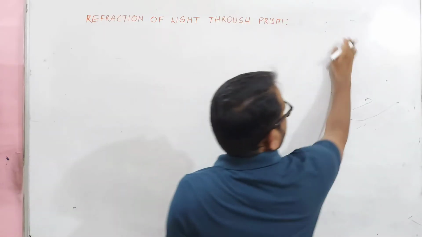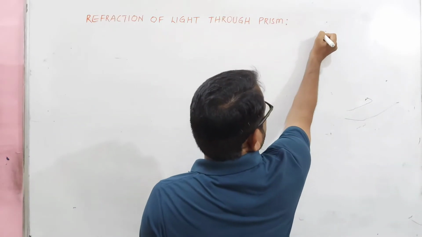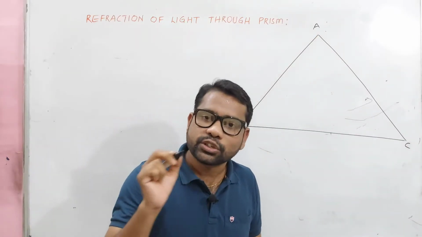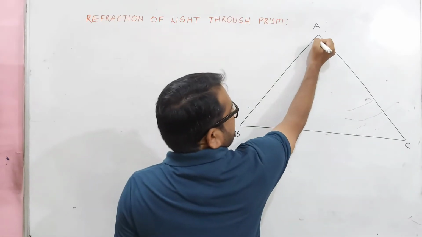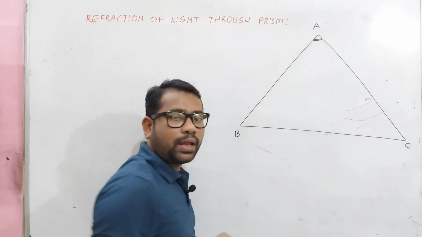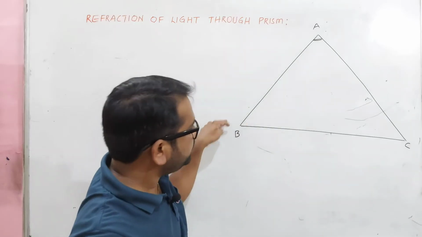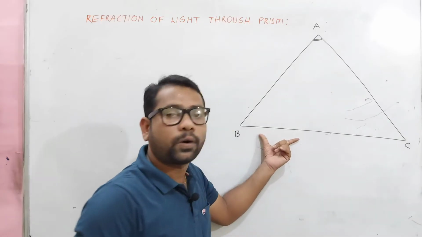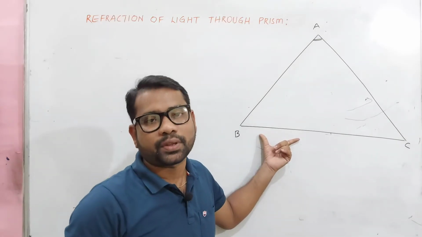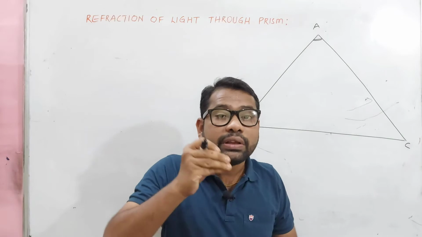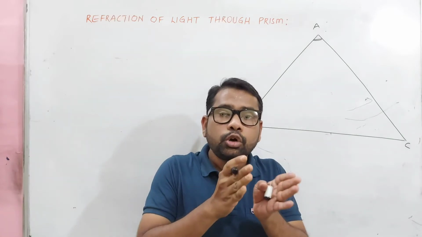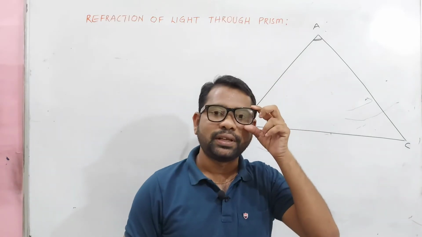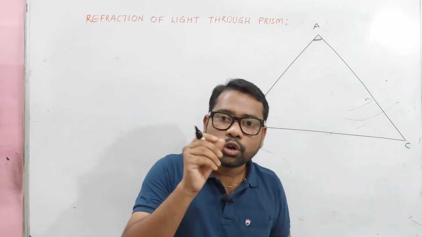Suppose, children, look at it. Let us consider the principal section. Children, ABC is the principal section of the prism, such that this angle is called the angle of the prism. AB and AC are called refracting surfaces, and BC is called the base of the prism. Now dear children, we will see how refraction takes place when monochromatic light is incident on one of the refracting surfaces of the prism. Then what is this so-called monochromatic light?